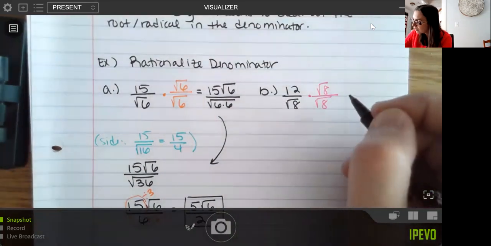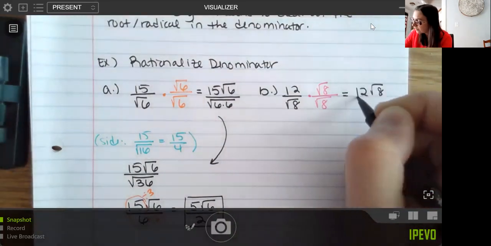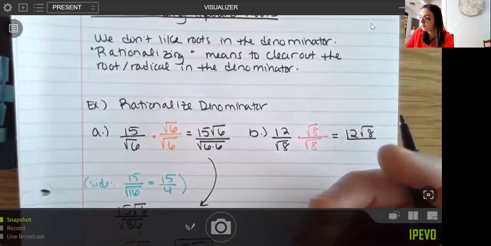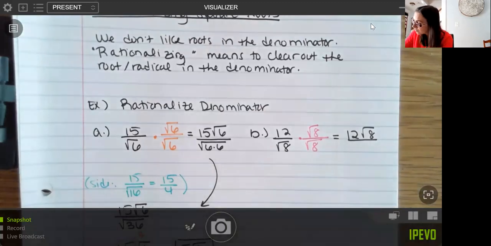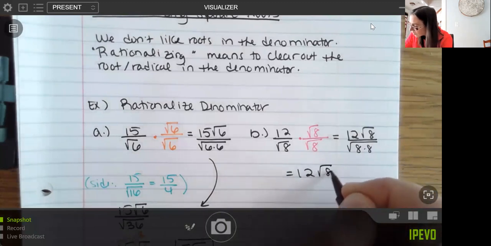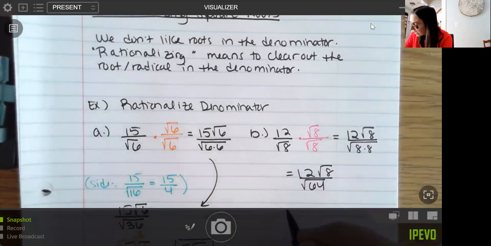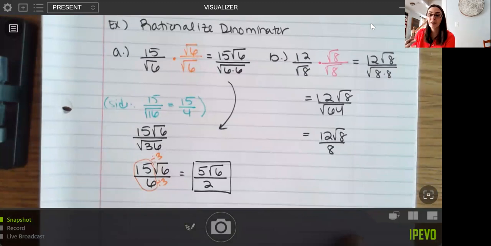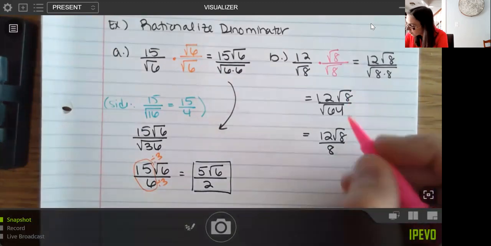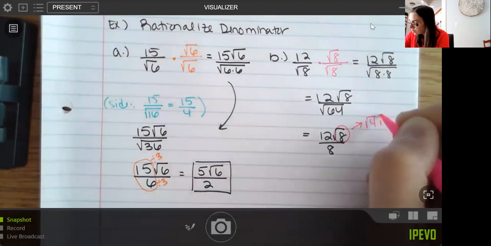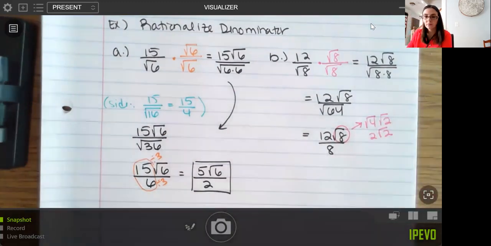So this leaves me with 12 root 8 in the numerator. And then what happens is, remember, those roots are going to cancel out. You end up with the square root of 8 times 8, which is the square root of 64. So you're just going to get an 8 in the denominator. And now I like to simplify. So I'm going to simplify a few different things. I am going to work with that root 8 probably first. So that would be the same thing as the square root of 4 times the square root of 2. So it becomes 2 root 2.